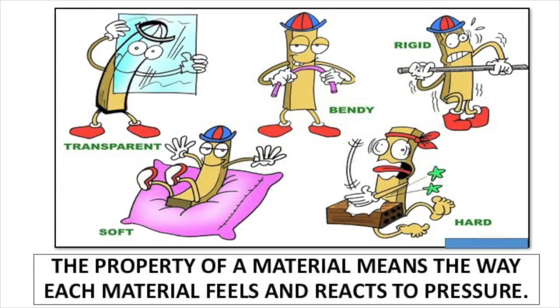The property of a material means the way each material feels and reacts to pressure. And here we can see some of the different types of properties. Transparent, which means see-through. Bendy, rigid, hard, and soft. By now, guys, you know which of the different materials use each property.